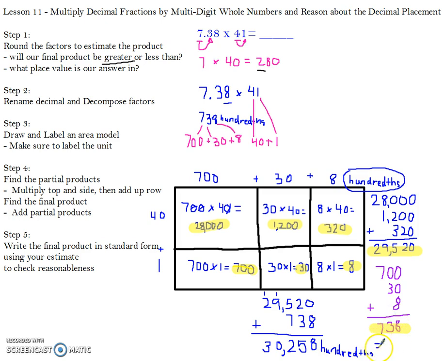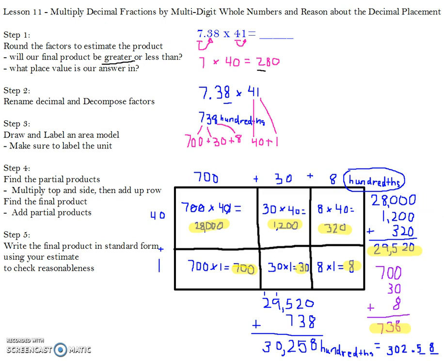So to write in standard form, my unit is in hundredths, which I know is 2 places after my decimal, so I'll draw those 2 lines just to keep my product straight. And then I'll start filling in the numbers. My first number was 8. Then I have a 5, a 2, and a 0, and then a 3. So my final answer is 302.58 or 302 and 58 hundredths.